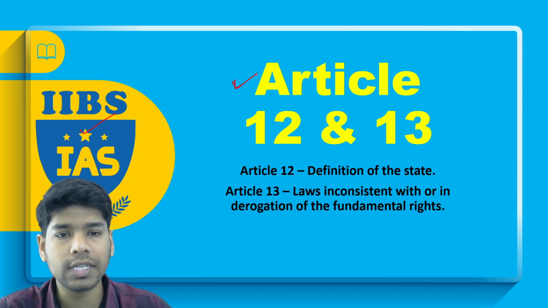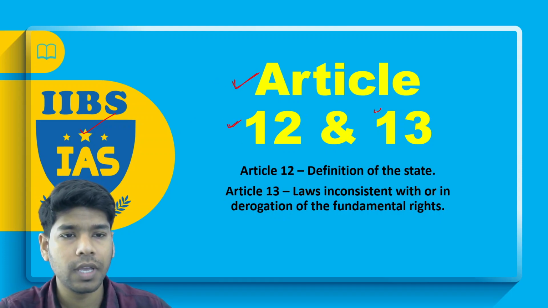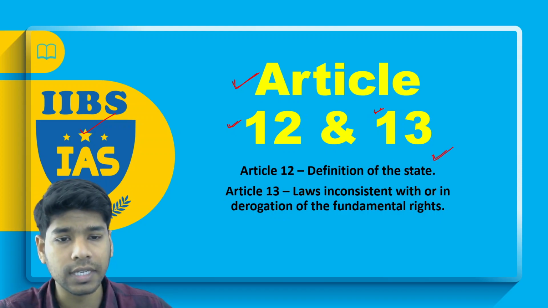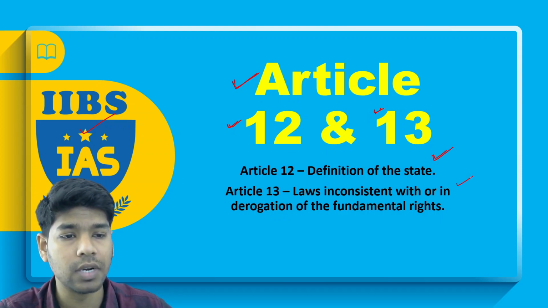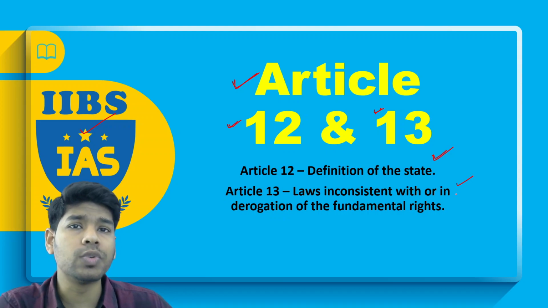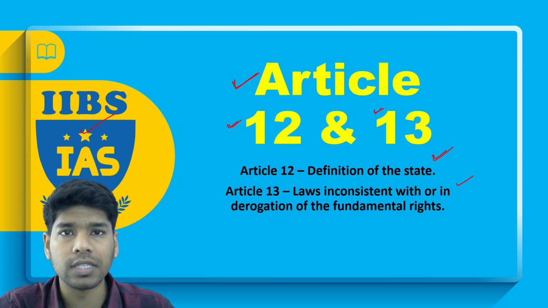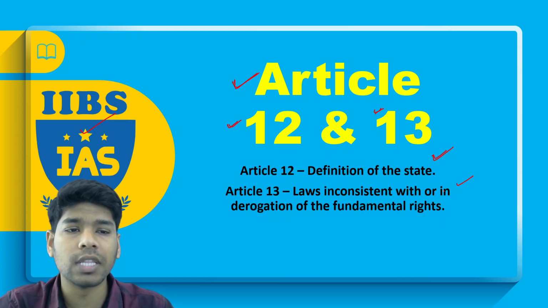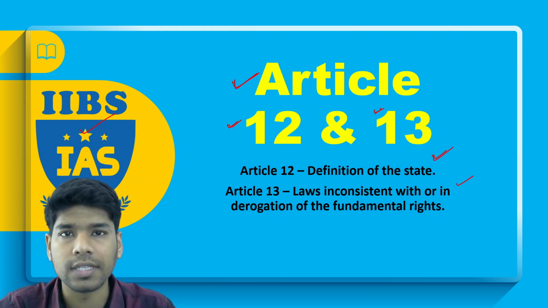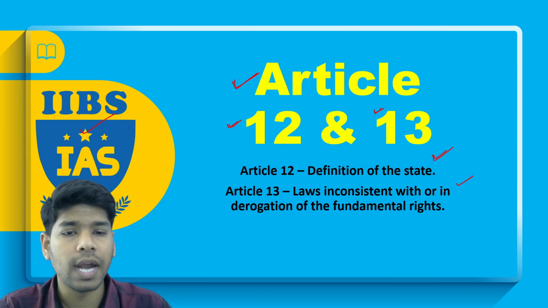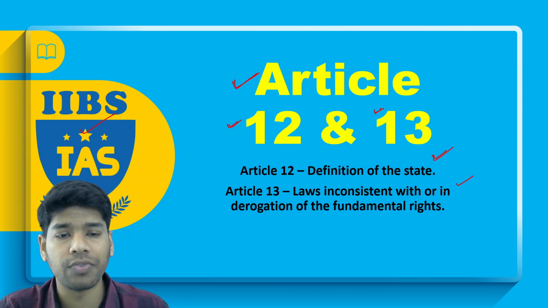And what are these Article 12 and Article 13? Article 12 gives the definition of the state, and Article 13 talks about laws inconsistent with or in derogation of the fundamental rights. So the first one: what constitutes a state? What comes under the definition of the state? What organizations come within the basket of the state? This is Article 12, and Article 13 is talking about the fundamental rights.